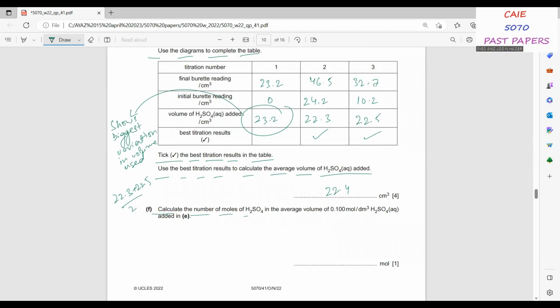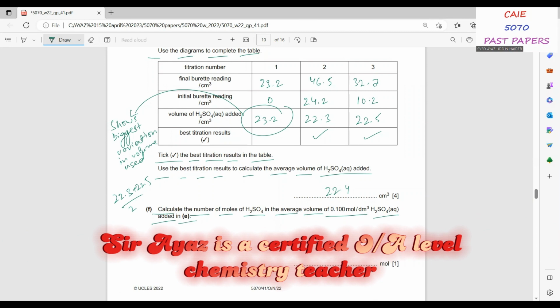Calculate the number of moles of H2SO4 in the average volume of 0.1 mol per dm³ H2SO4 added in E. So first of all, we must have volumes in the same unit. So instead of dm³, I'm writing 1000 cm³. So 1000 cm³ contains 0.1 mole. Therefore, 22.4 cm³ contains X mole.